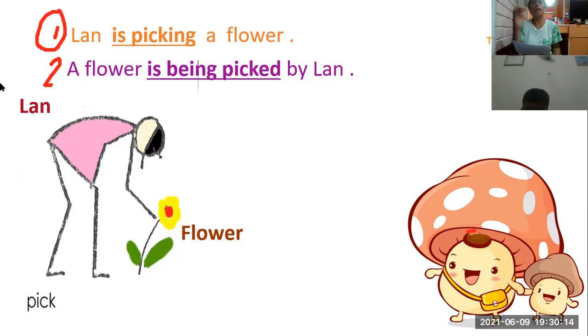Where is the subject? Lan is picking a flower. Who or what is the subject in the sentence? Lan. Lan is the subject. Number two, a flower is being picked by Lan. Look at this. Lan is here in the beginning. And Lan is at the end.